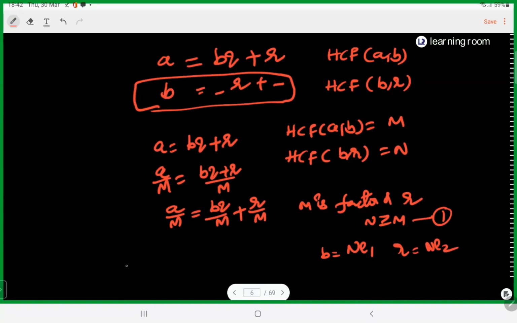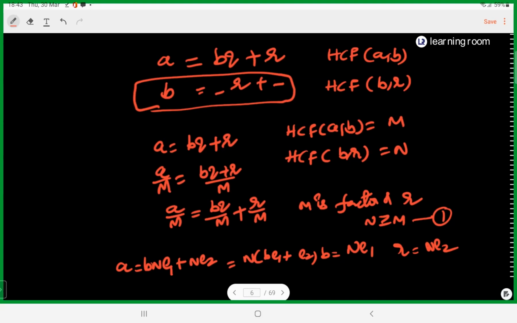So now how can I write a? A is equal to, now substitute b and r in the equation a equal to bq plus r. So what will happen? n L1 q plus n L2. Can I take n common here? n times (L1 q plus L2). So what it says? n is a factor of a. So from here what we know, n is a factor of b and r also.